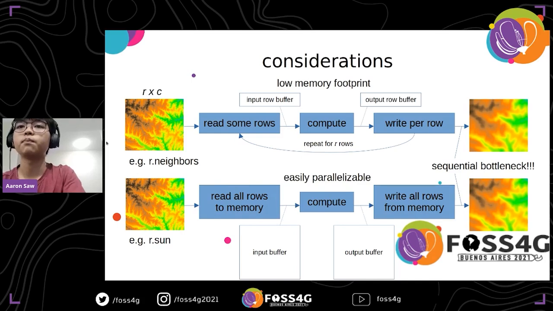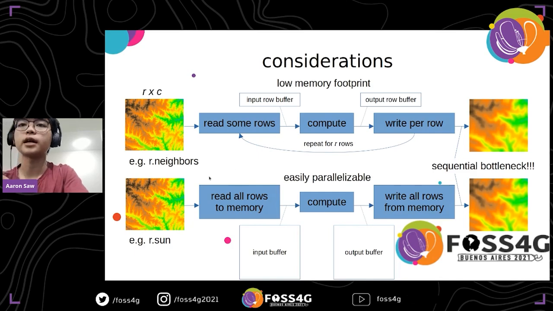Imagine we have an input raster file of R rows and C columns, R times C. Essentially the workflow is like this. The master thread will read some rows into a buffer in memory, do some computation on this buffer, and put the result in the output row buffer. After which it will write from the memory to the disk. And it will repeat this sequence R times.